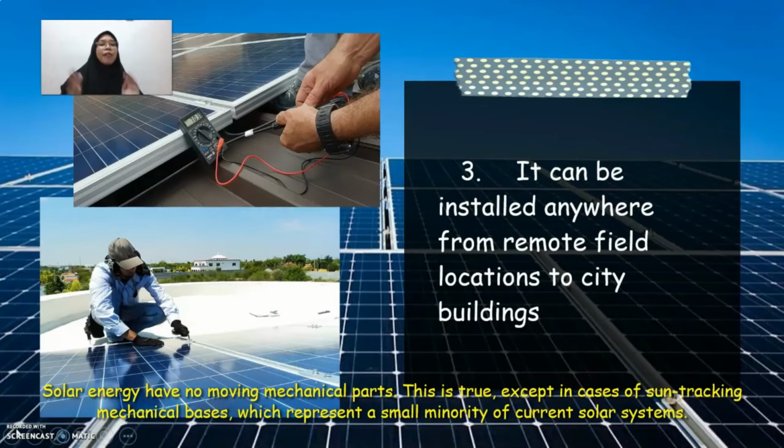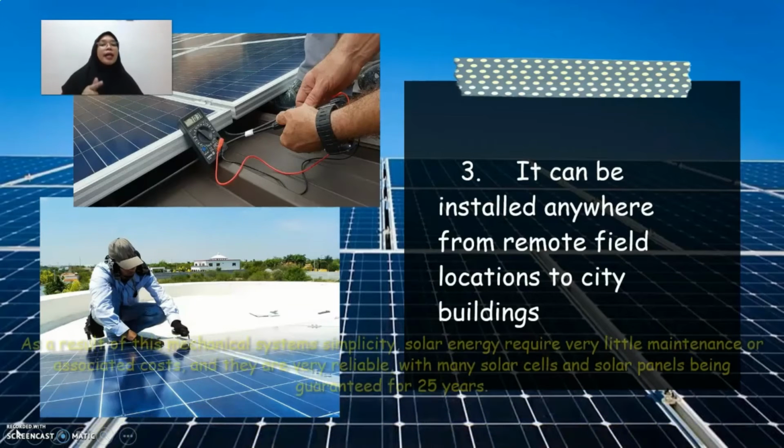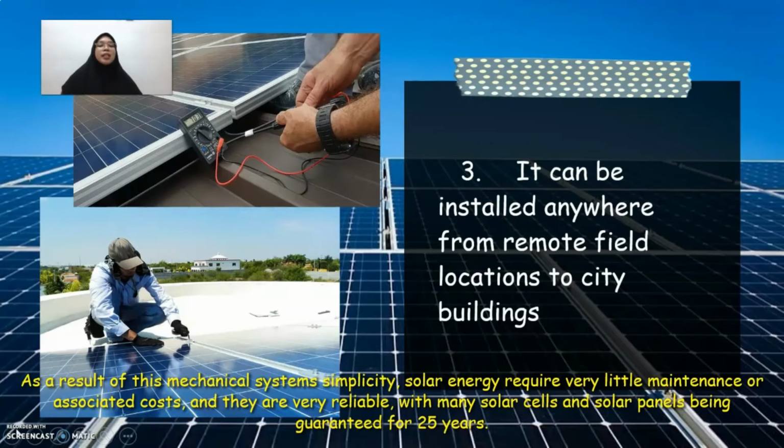Solar energy has no moving mechanical parts. This is true except in cases of sun tracking mechanical bases, which represent a small minority of current solar systems. As a result of this mechanical simplicity, solar energy requires very little maintenance or associated costs, and it is very reliable, with many solar cells and solar panels being guaranteed for 25 years.